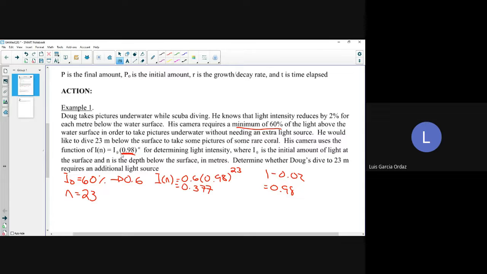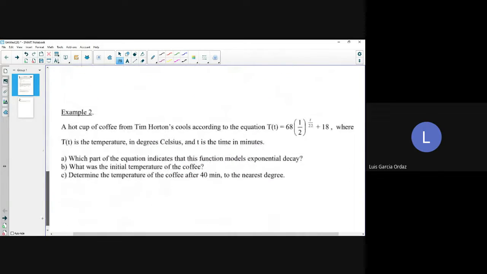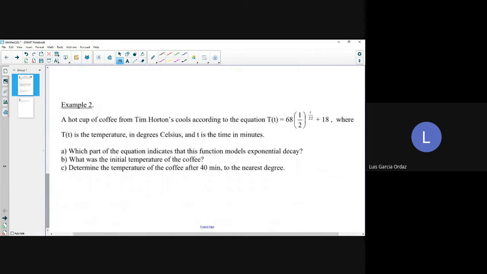See how many more questions we got here. Oh, look, another one. So now we'll move on to the next one. A hot cup of coffee from Tim's cools according to the equation T of t equals 68 times 1/2 to the power of t over 22 plus 18, where T of t is the temperature in degrees Celsius and t is the time in minutes. So let's do question A.